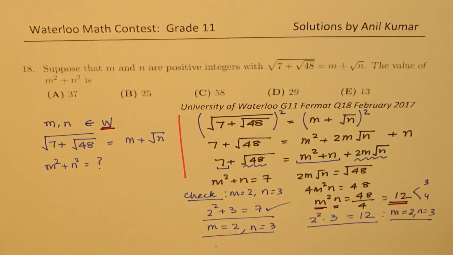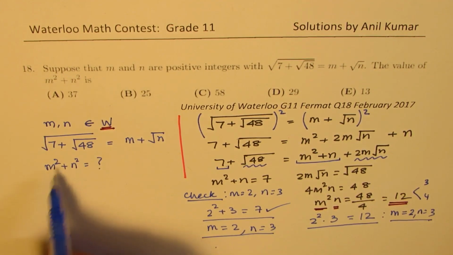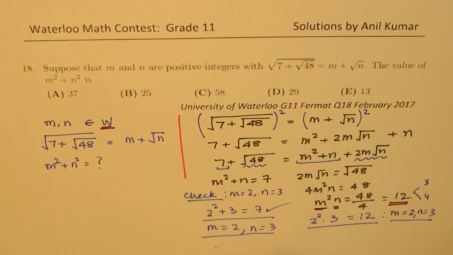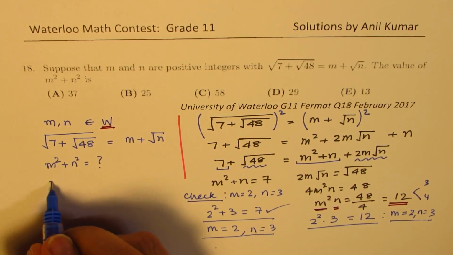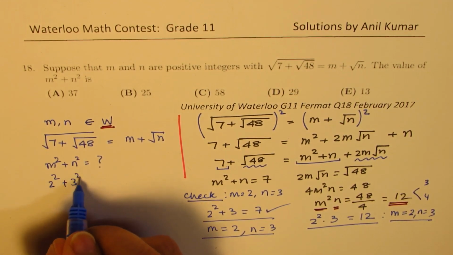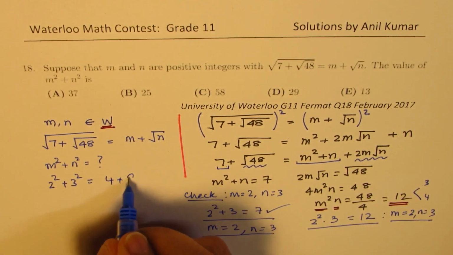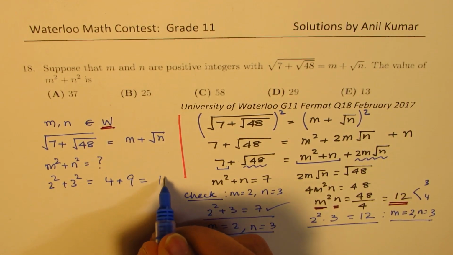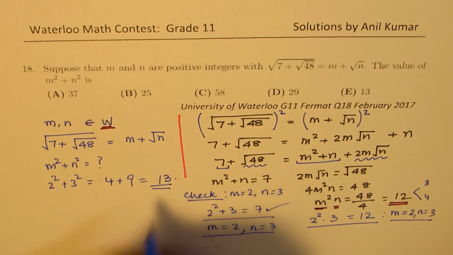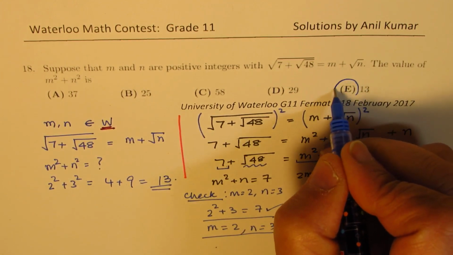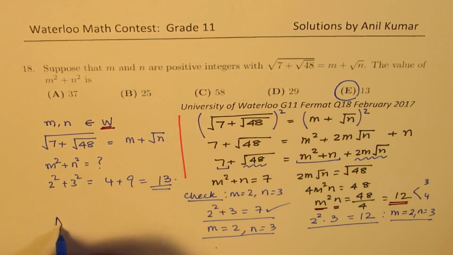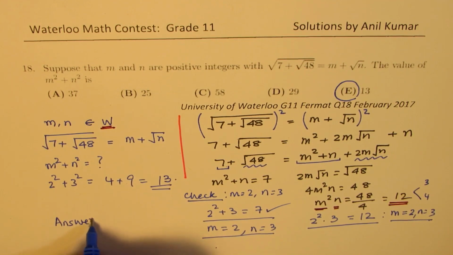Does it make sense? Clear? Now we know what m and n are. Substitute the values, right? So we get 2 squared plus 3 squared, which is 4 plus 9, and that gives you 13 as your answer, which is option E, right? So we get our answer, which is option E.